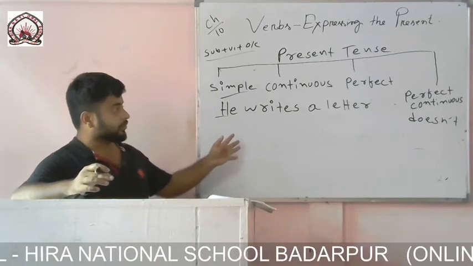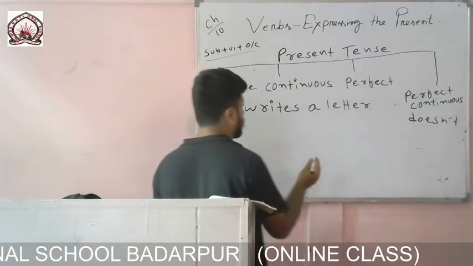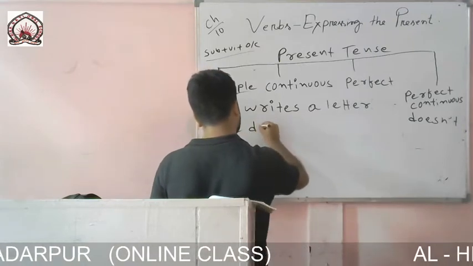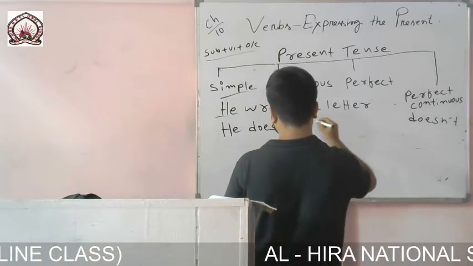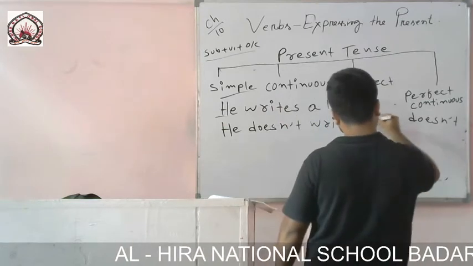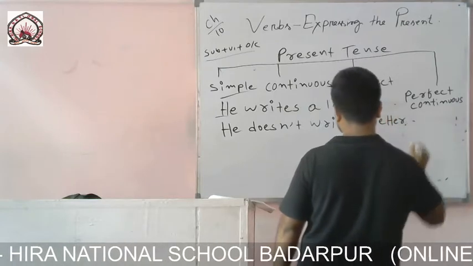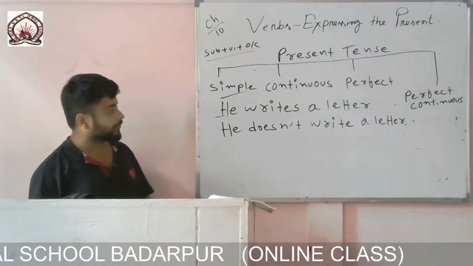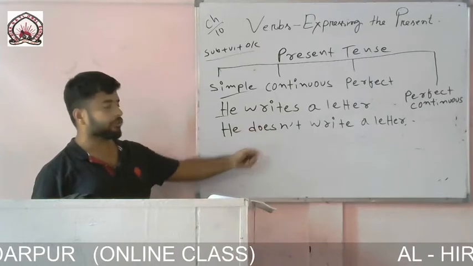Now how to change it to negative? As I said earlier, if it is present indefinite, then with the help of don't or doesn't. So it will be: he, D-O-E-S-N-T, he doesn't write a letter. L-E-T-T-E-R. He doesn't write a letter. So with the help of does, we have transformed this affirmative sentence into negative.